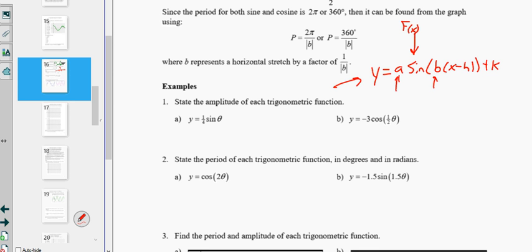Okay, so that should look more familiar now. So if I want to talk about my amplitude, it says state the amplitude of each trigonometric function. Well, if you think about this, this will be our a value, because normally the function y is equal to sine x, you can think about that as having a 1 out front. That's my base stretch factor. It's just starting at 1.